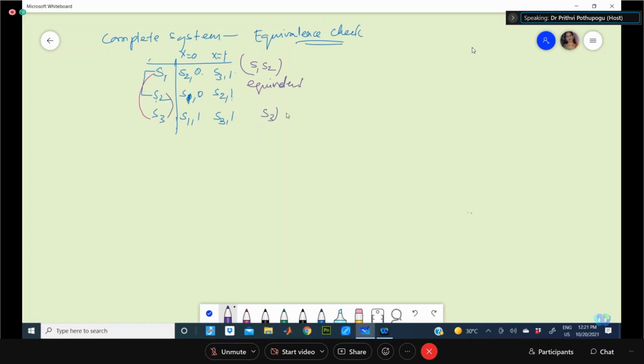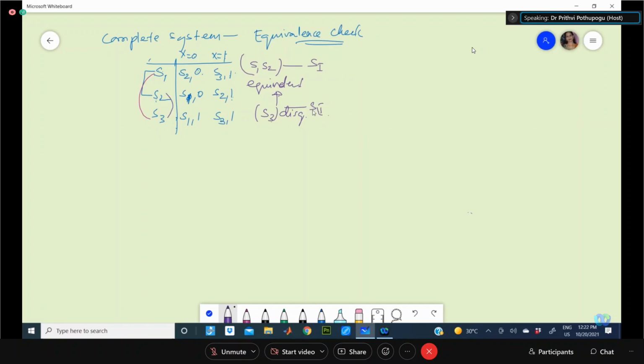S3 is distinguishable from this group. Okay, S1 and S2 are equivalent, so you can group them and name them as one state, because the response is the same. And this is S3. So ultimately you can minimize this to 2 states. What was initially 3 states, you can minimize to 2 states.